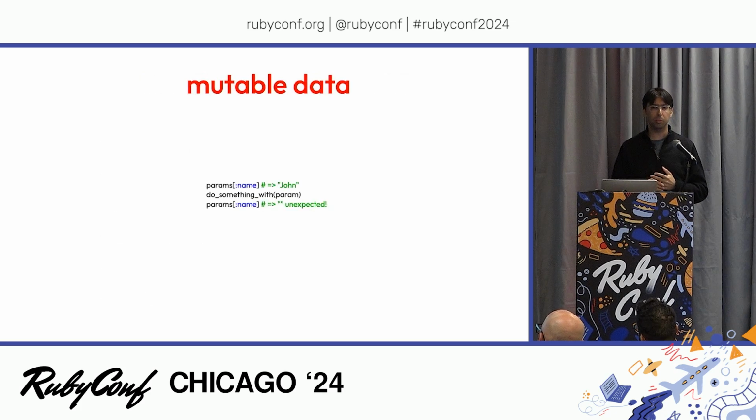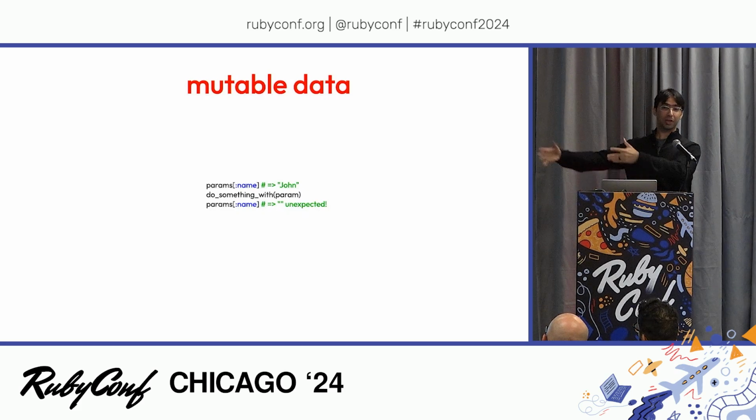So a quick example of the one kind of outlier here is mutable data. But here's a quick example. If you're working with a Rails application, you can assume that params is like a hash, right? And it has some data in it, name, John. Now you call some method that a colleague wrote, or it's in a gem somewhere. Do something with this params, right? And there's a typo, there's a params with an S.